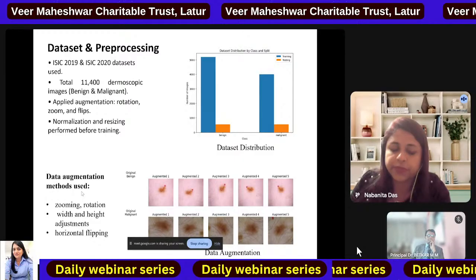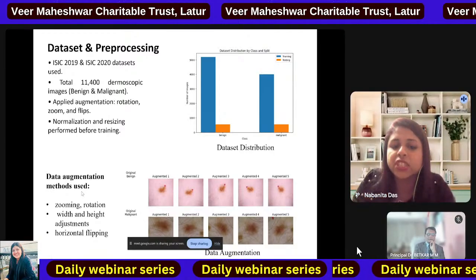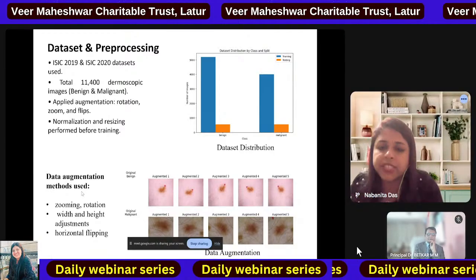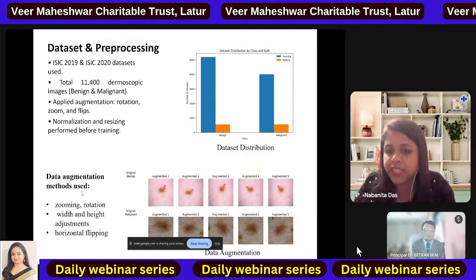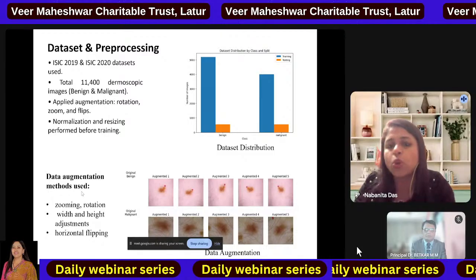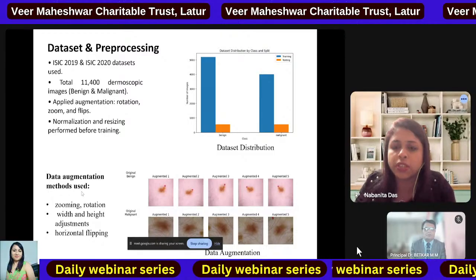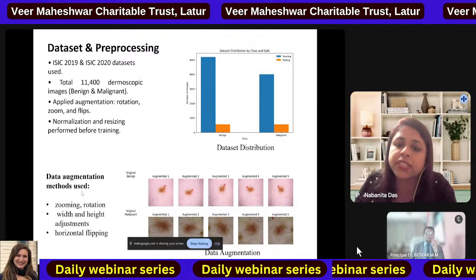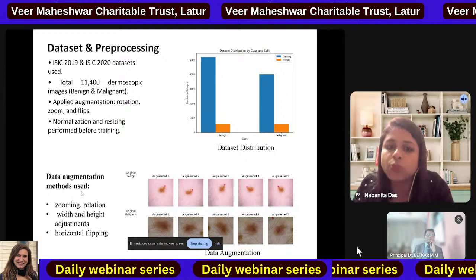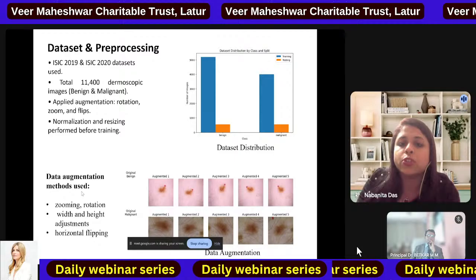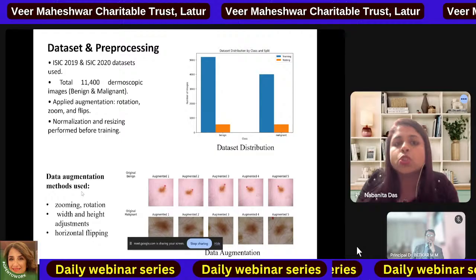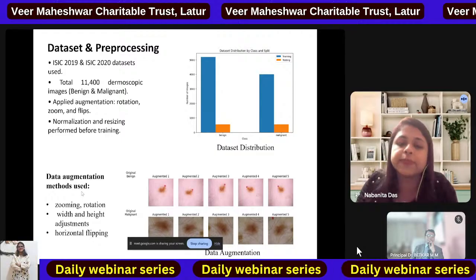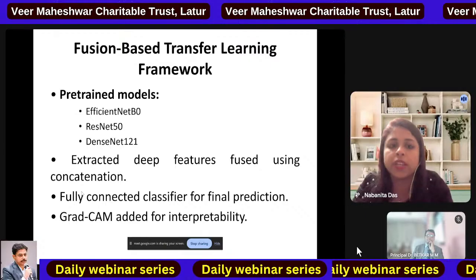Here, zooming, rotation, then noise cancellation, different types of pre-processing techniques we have applied, because we know that in X-ray images and dermoscopic images, there are always different noises. We need to cancel out these noises before feeding to the model. So after this data set, we have performed different pre-processing techniques. Then we have designed our own model.